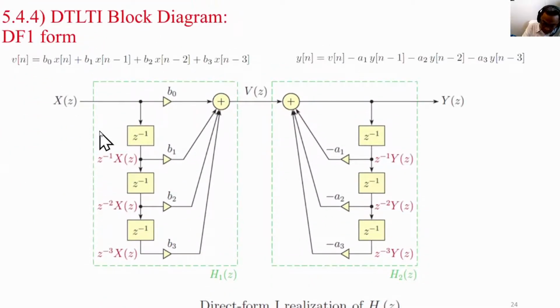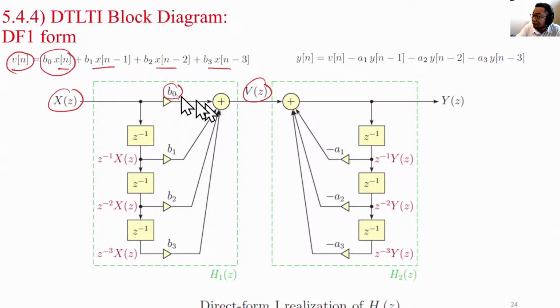In here, we have v of n, relating the output v of n with respect to the input x of n. So b0 times x of n is b0 over here times x of z, since we are in the z-transform, to get v of z. We need to delay it by 1 sample. So here is x of n minus 1, so it's z minus 1 times X of z. And multiply by b1 to get V of z.